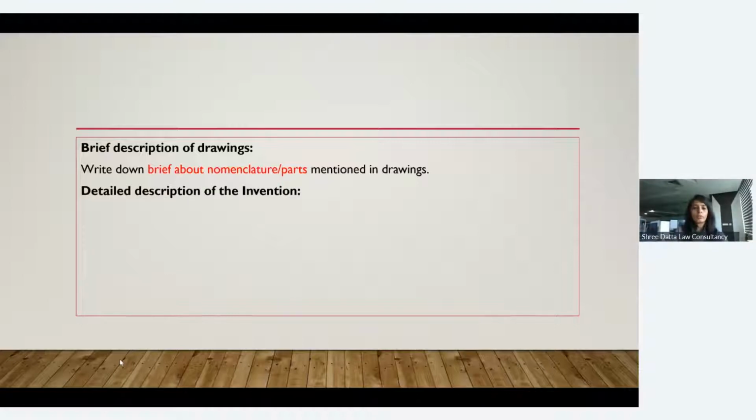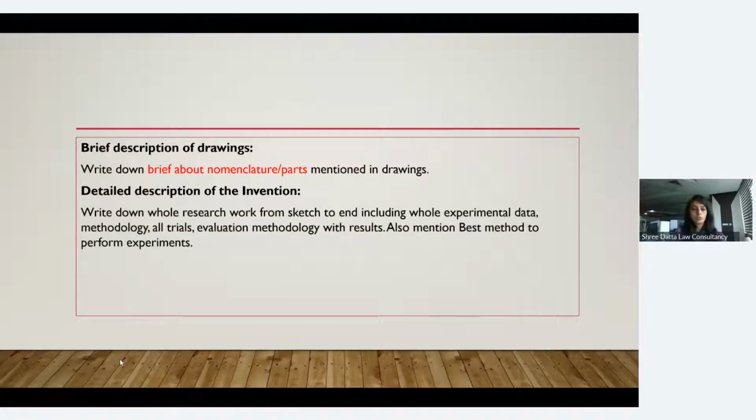Then the detailed description of the drawings. So write down the research work from the start to the end, all the experimental data, methodologies, all the trials, all the methodology with results. In that, if there are some negative results, you have to mention those also. Positive results and the methodology you also have to mention, and in that you also have to give the best method for the performance of that particular invention.